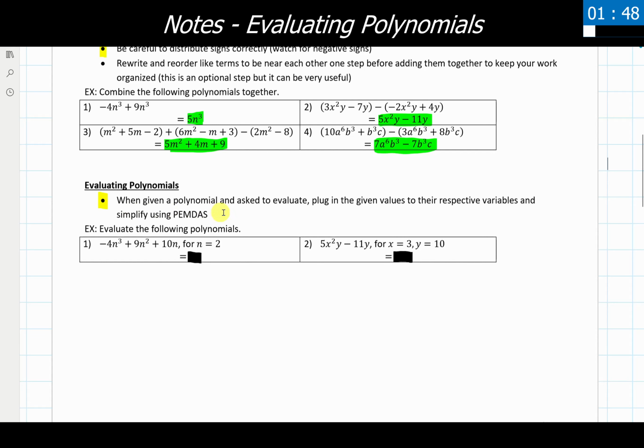When we're given a polynomial and asked to evaluate it, we're going to plug in the given values to their respective variables, and then we're going to simplify and find our answer using PEMDAS. So we will be given some sort of a polynomial. It could have one variable in it, like we have with example 1. It could have 2 variables in it, like we have with example 2, I should say. We could have 3 variables, we could have 5, we could have 10, any number of variables, it doesn't matter.